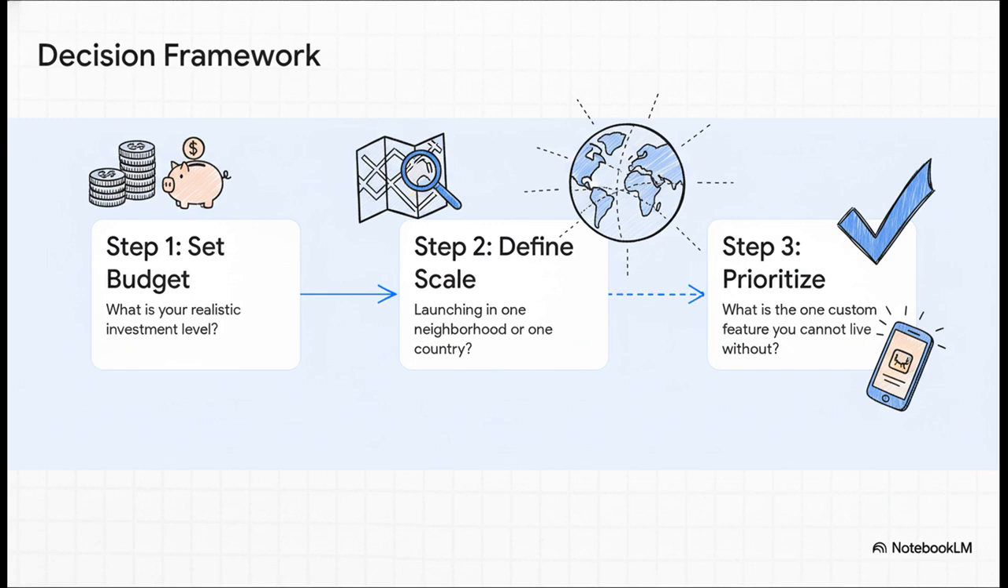First, what's your budget? And be realistic about it. What can you really invest? Second, what's your plan for scale? Are we talking launching in one neighborhood, or are you dreaming about going nationwide? And third, and this one's key, what's your one must-have feature? The one thing your app absolutely cannot live without. Just answer those 3 questions, and I promise your choice is going to become crystal clear.